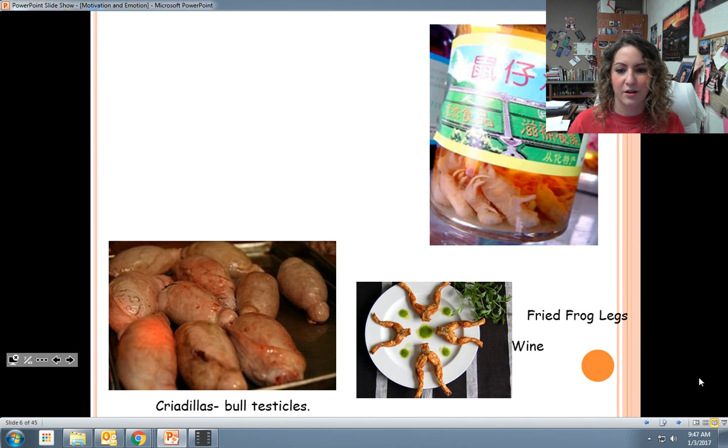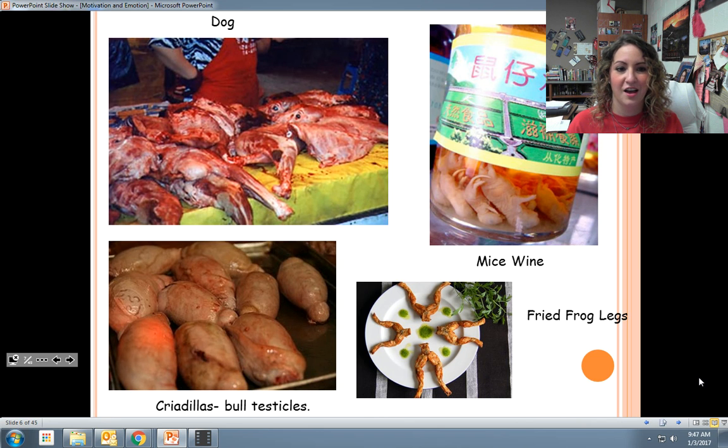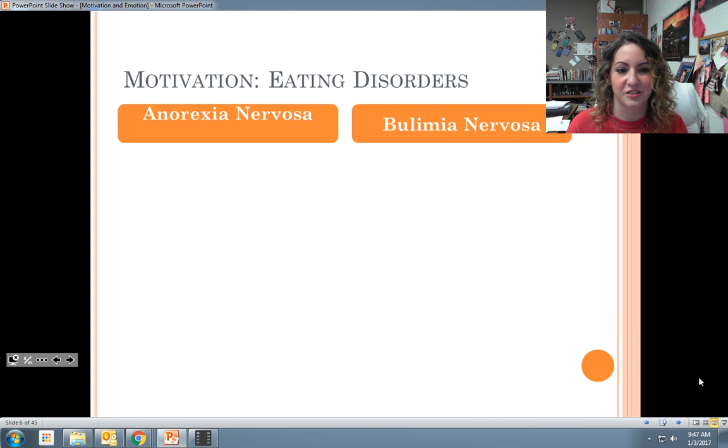Okay, so here are some pictures of different foods, from dog to mice wine, to Rocky Mountain oysters, which is also called bull testicles, and fried frog legs. So this is just taste preferences in different cultures.